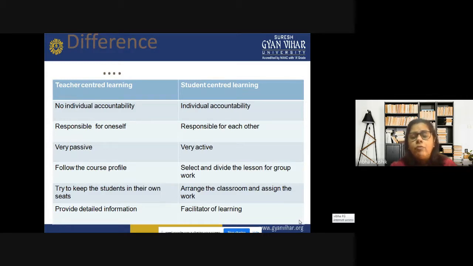In teacher-centered learning, the teacher provides detailed information, as the information is shared by the teacher with the students. In student-centered learning, the teacher is a facilitator of learning, which means the teacher will act as a facilitator, as a mentor, as a guide, to give learning experiences to the learner.